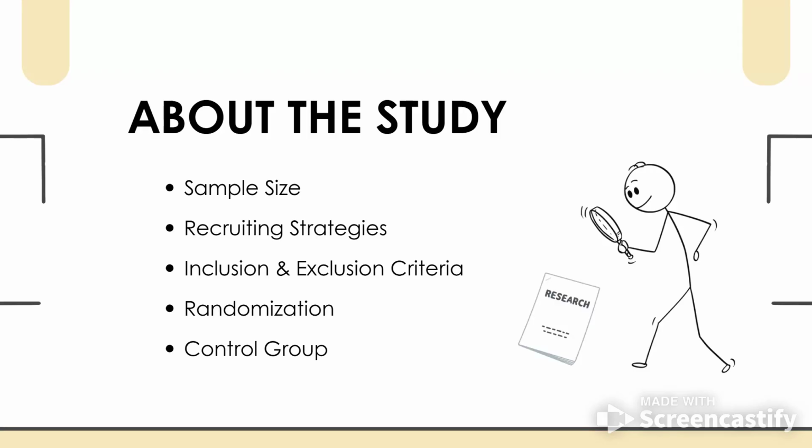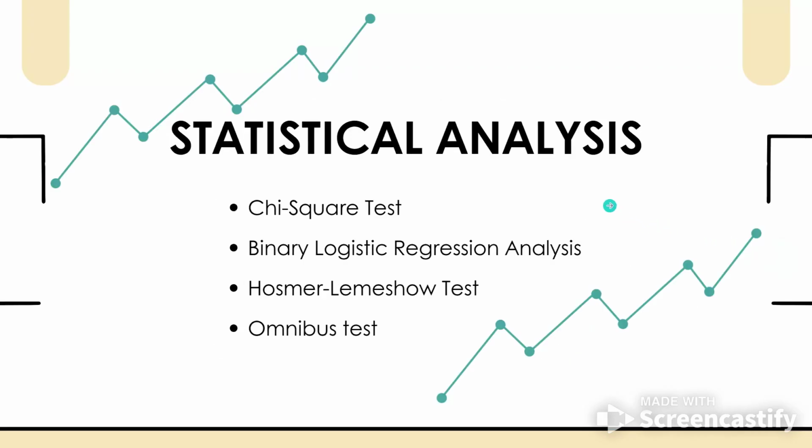Now, to talk about the statistical analysis, there were a few statistical tests that were used. They used a chi-square test, a binary logistic regression analysis, a Hosmer-Lemeshow test, and an omnibus test. A chi-square test is a statistical test used to compare observed results with expected results. A binary logistic regression analysis measures the relationship between the categorical target variable and one or more independent variables.